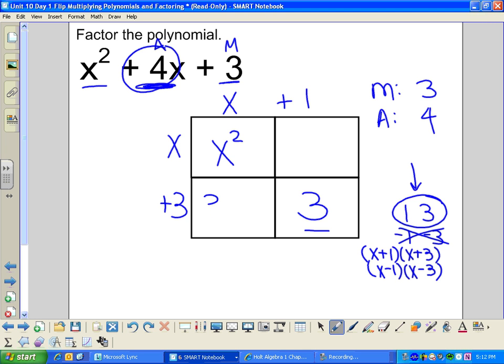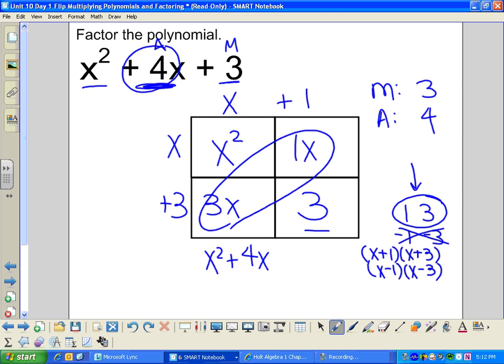X times 3 is 3x. X times 1 is 1x. Let's make sure that that gives me what I started with. X squared plus 4x plus 3. Ooh, good. That's what I started with. So my factors are going to be x plus 3 and x plus 1. Let's try another one.